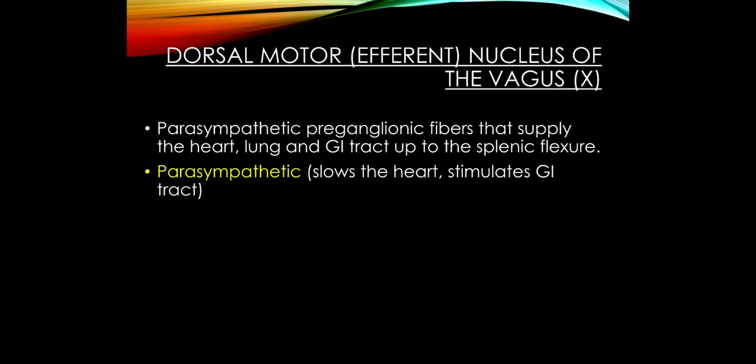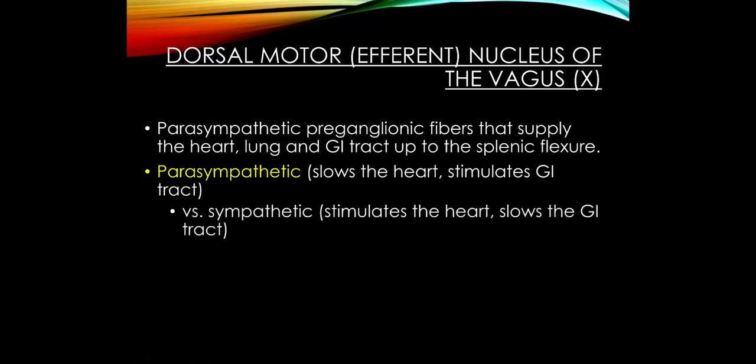Okay, now just to say a little bit more about the dorsal motor nucleus of the vagus. I've already said this is the parasympathetic contribution. So these are preganglionic fibers that supply the heart, lung, and GI tract up to the splenic flexure. And because it's parasympathetic, it's rest and digest. So it's going to slow the heart and it's going to stimulate the GI tract. Again, in contrast to sympathetics, which do exactly the opposite. So if we have a lesion of the dorsal motor nucleus of the vagus or of the vagus nerve itself, since it normally wants to slow the heart, you'll get an increased heart rate. That's known as tachycardia.